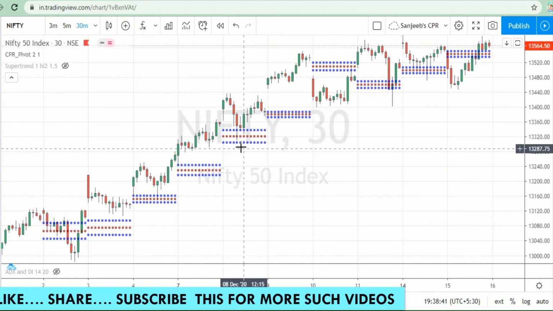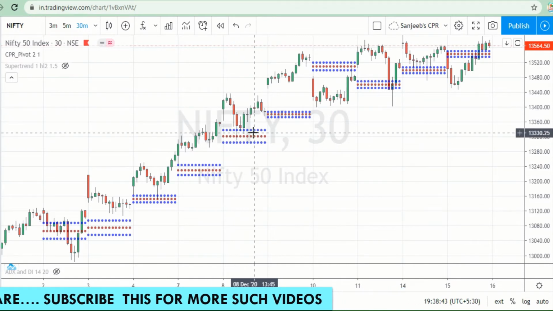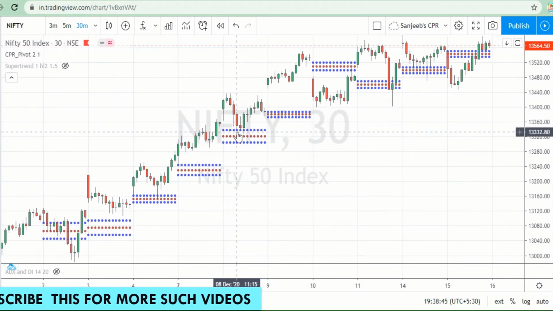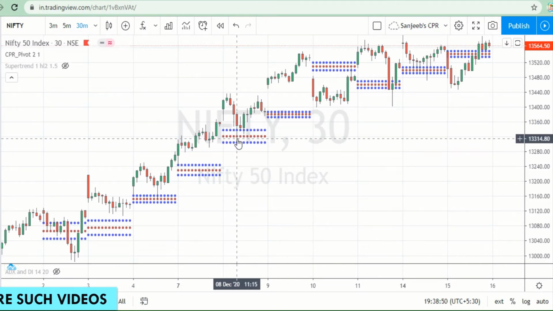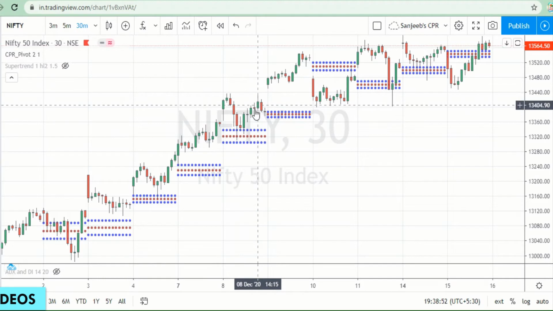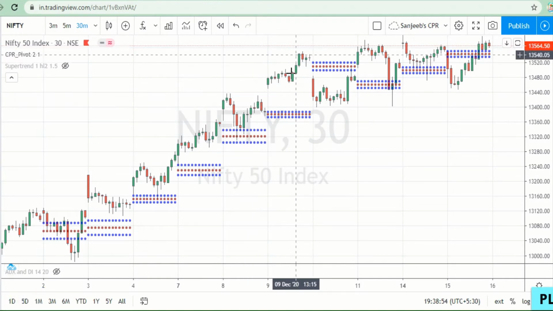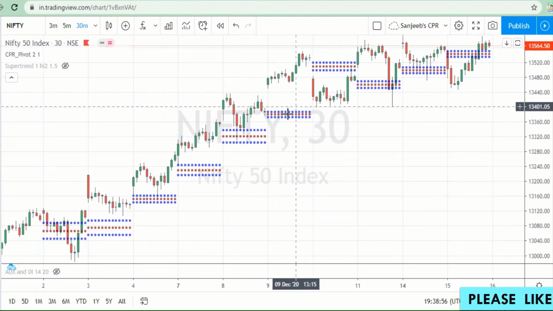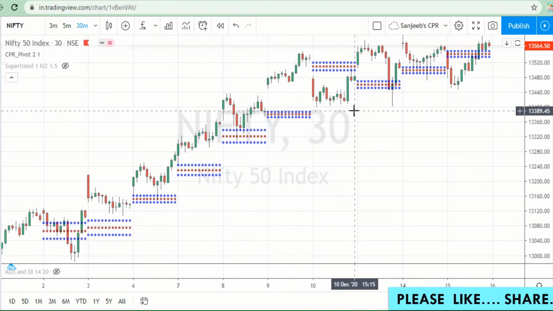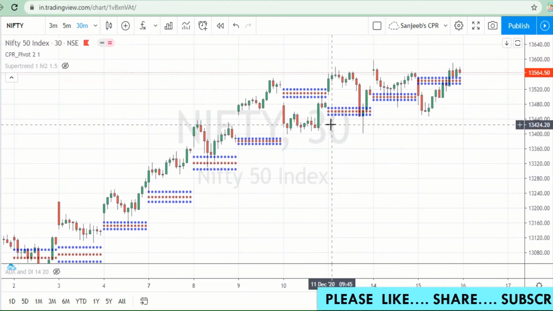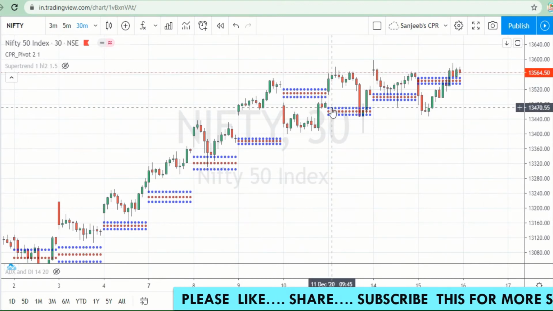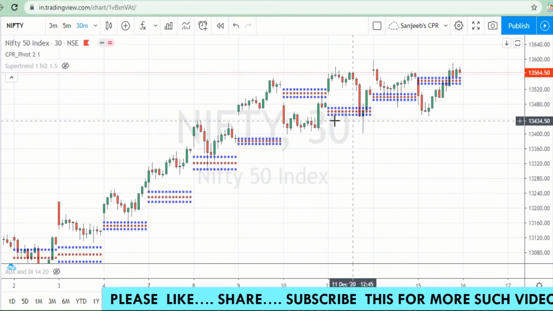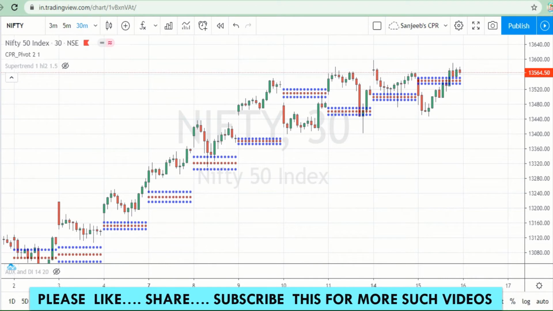And this is the 8th December 2020, when it comes to the CPR, it bounces back up. This is a gap up opening, get it? And in this area, this is a consolidation period, you see, this area.